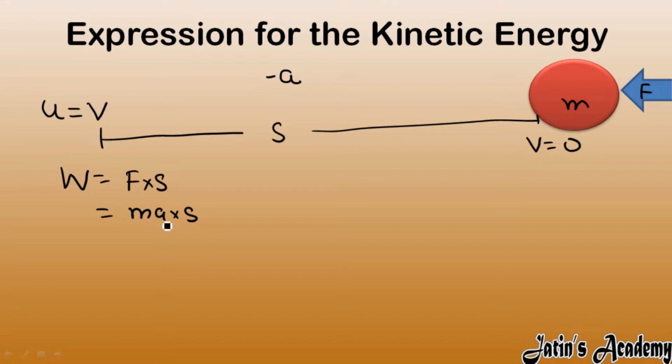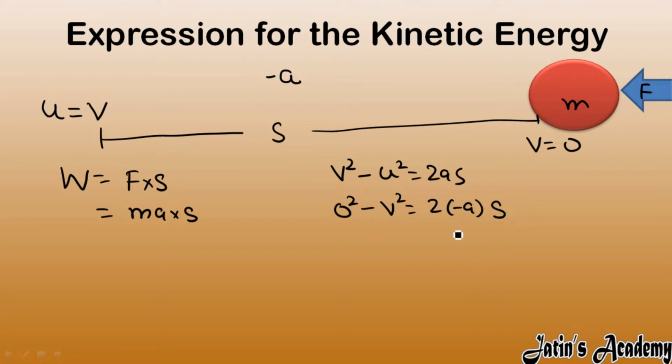Now we need the expression in velocity, so we will use the third equation of motion, that is v square minus u square is equal to 2as. Final velocity we have 0, initial velocity v, so v square, and acceleration is minus a, since it is retardation, and displacement s. So minus v square is equal to minus 2as. So here we got v square as 2as. From here calculate the value of s as v square by 2a.